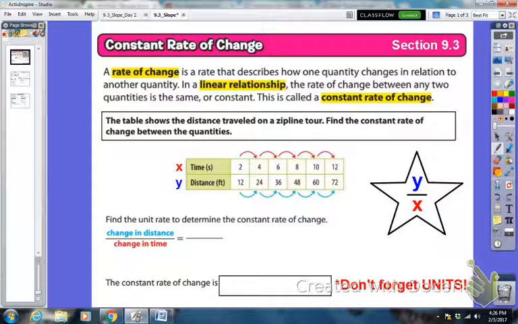This is section 9.3, constant rate of change. So we'll talk about constant rate of change from a table, and then we will switch to how to find slope, which is another name for constant rate of change, using a graph.